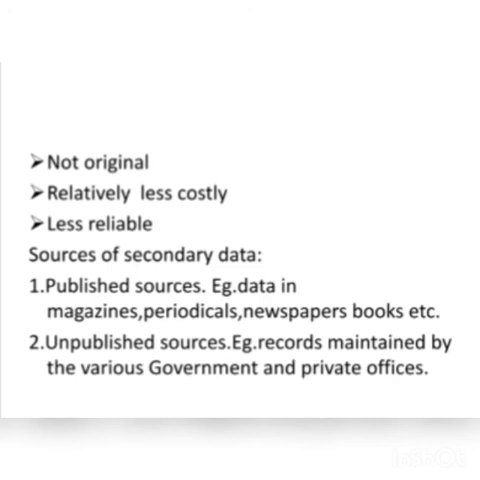Then sources of secondary data. The data can be collected from published sources or unpublished sources. For example, published sources include data in magazines, periodicals, newspapers or books. If you are taking that information from magazines, periodicals, newspapers or books, that is a published type of source, right? And the second source is unpublished sources, like records maintained by various government and private offices. If you are taking information from any record maintained by government and private offices, these are unpublished sources.